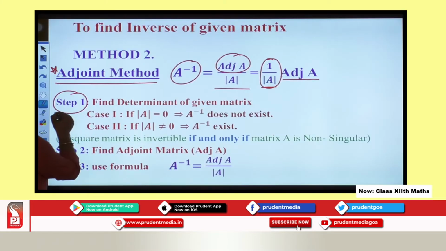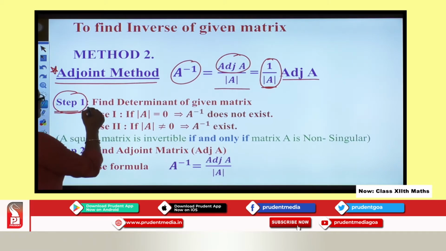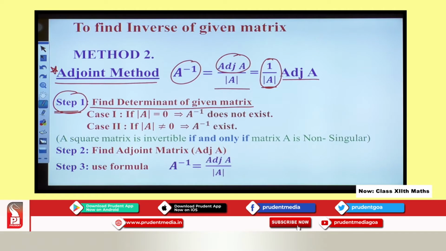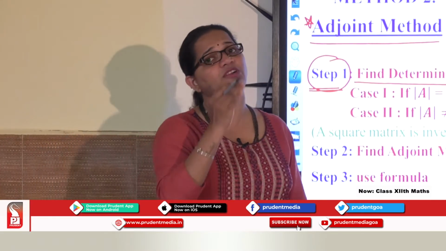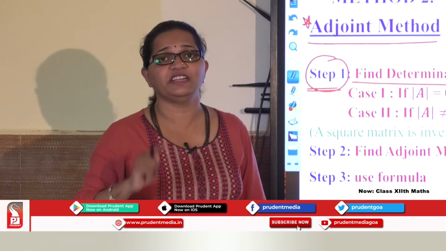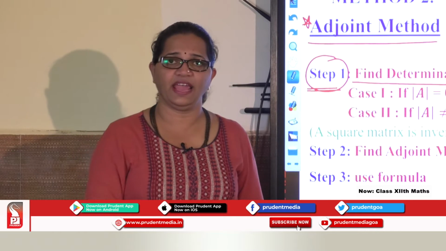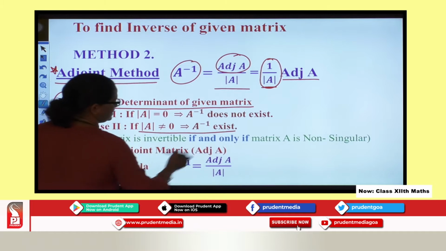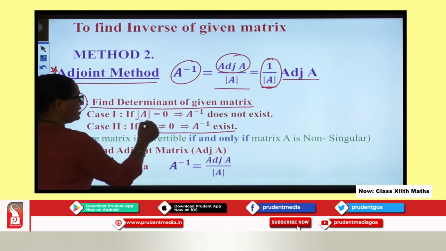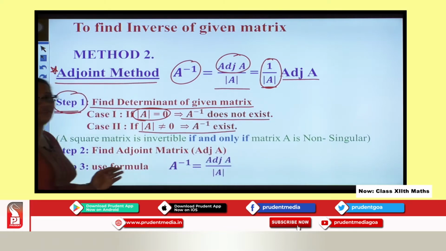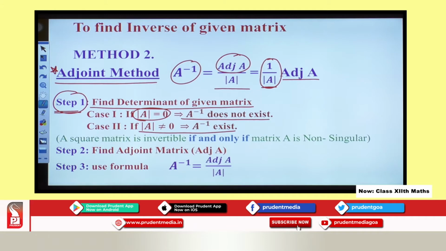So you can see the first step over here. What we do is we first find the determinant of the given matrix. I explained to you all before, if the determinant of the given matrix is not equal to 0, that means it is a non-singular matrix, and A inverse exists. If the determinant of the given matrix is equal to 0, straight away you can say A inverse does not exist, and stop.